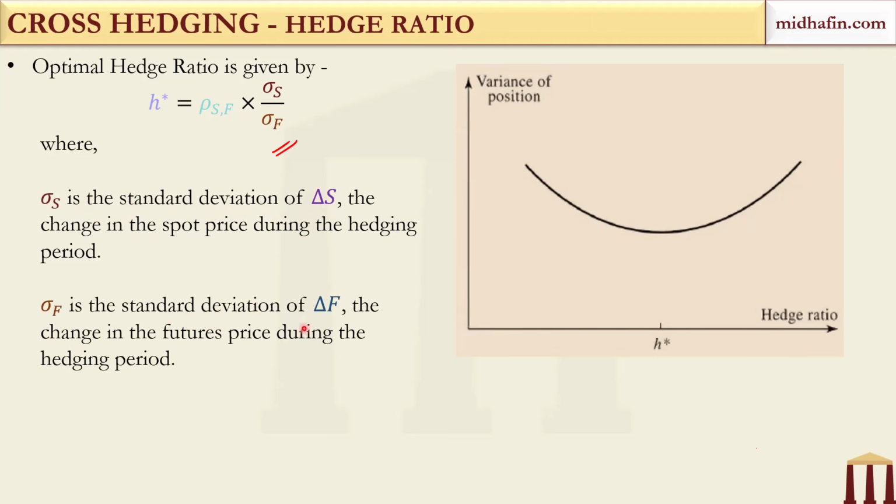Sigma f is the standard deviation of delta f, or sometimes f for simplicity. Rho is the correlation between delta s and delta f, or sometimes between s and f directly. Does this formula ring any bells from quantitative methods? OLS regression. Yes, very good. OLS regression.